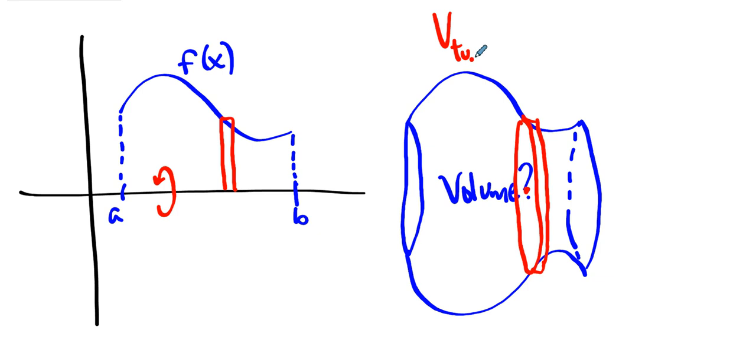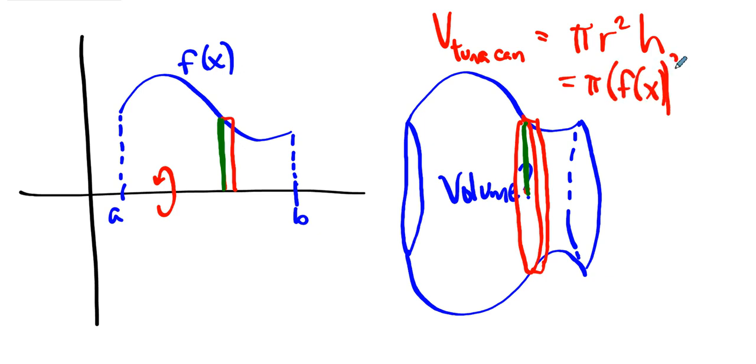What's the volume of a tuna can? Well, a tuna can is a circle with some depth. What's the radius of the tuna can? Well, the radius of the tuna can is whatever this height was on the rectangle. So that's the function value.